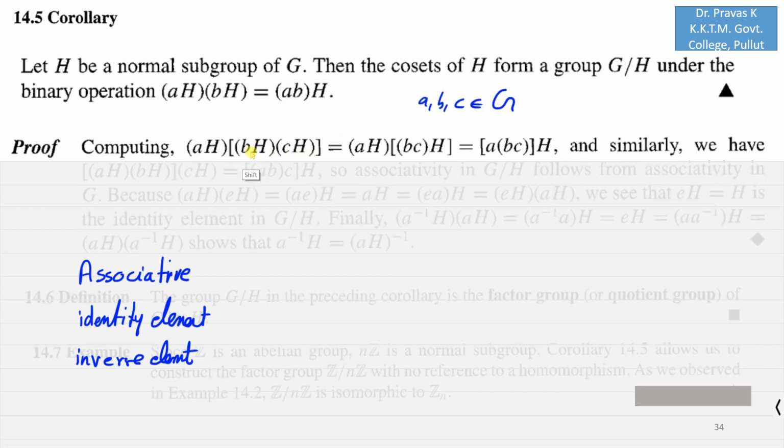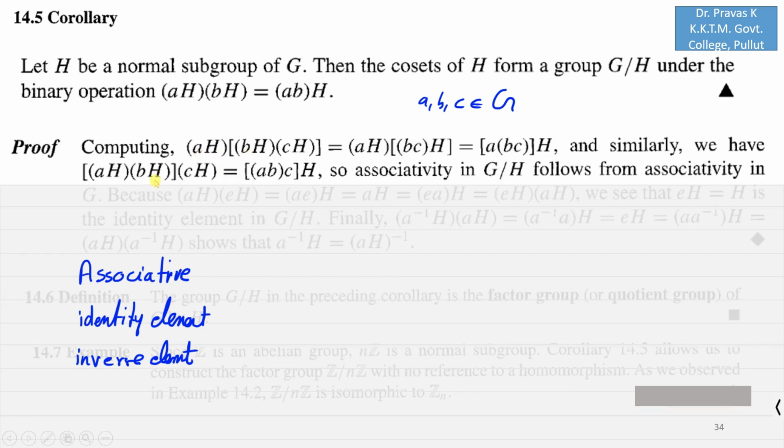Now if you compute bH times cH, you can see that it is bcH. So this becomes a times bcH. Similarly, if you compute aH times bH times cH, you can obtain it as ab times cH. Now, a times bc and ab times c are the same since a, b, c are elements of a group G. Thus, we prove the associative property.